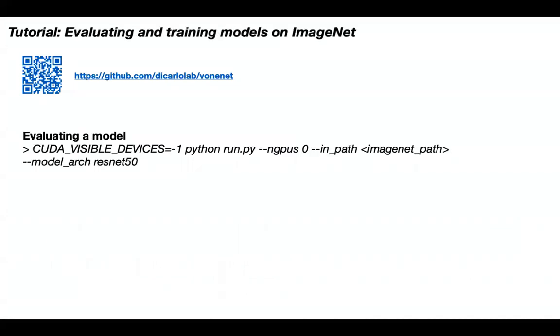I will not spend much time here, but if you just want to evaluate a pre-trained model, you can just go to the command line and run something like this. You could either run this on GPU or CPU only. Here I have the code to run a VOne ResNet 50 model on CPU. You just need to replace this ImageNet path by your local directory where you keep the validation images of ImageNet. You can check run.py for other options that you can use when evaluating a model.